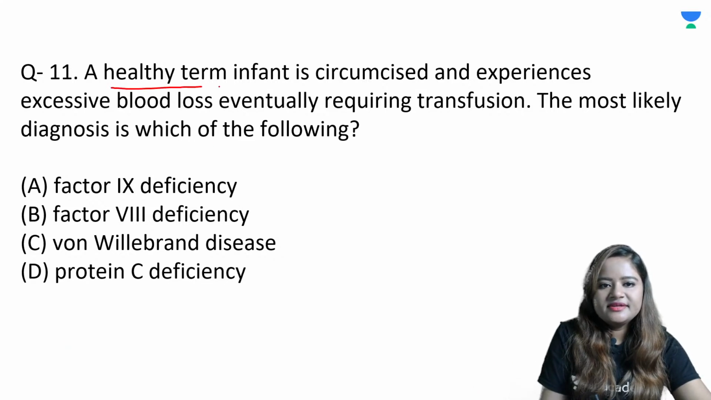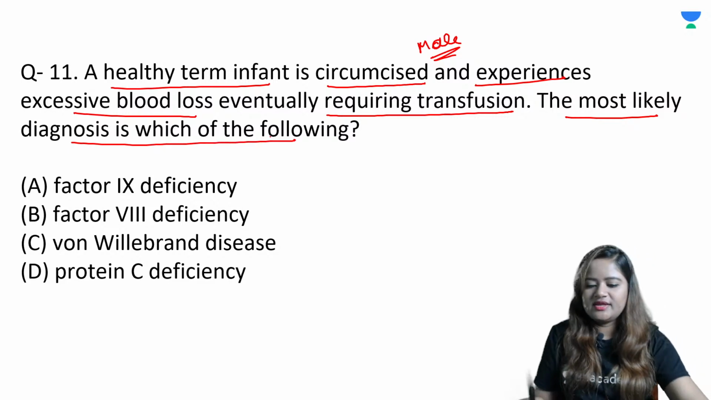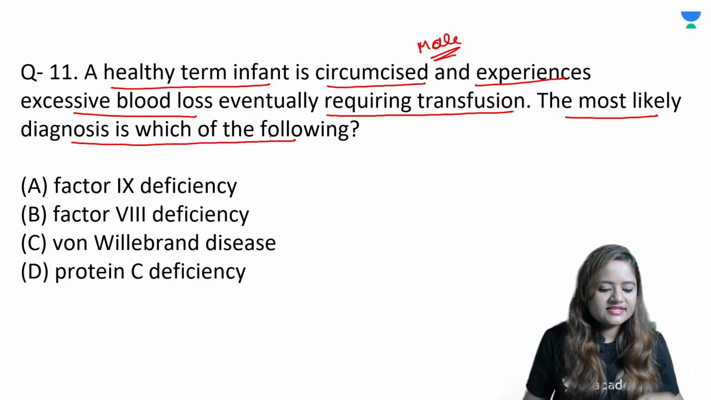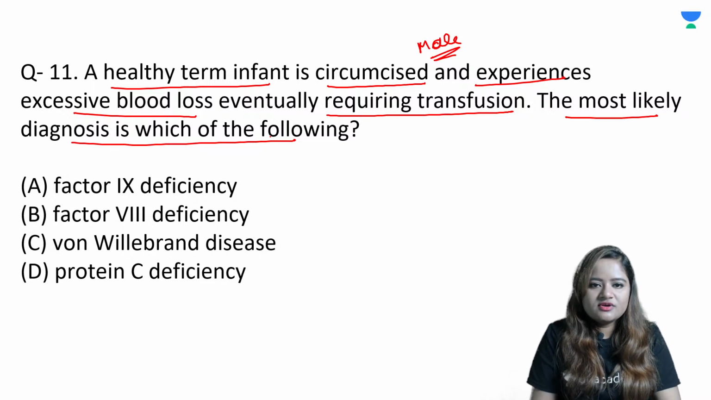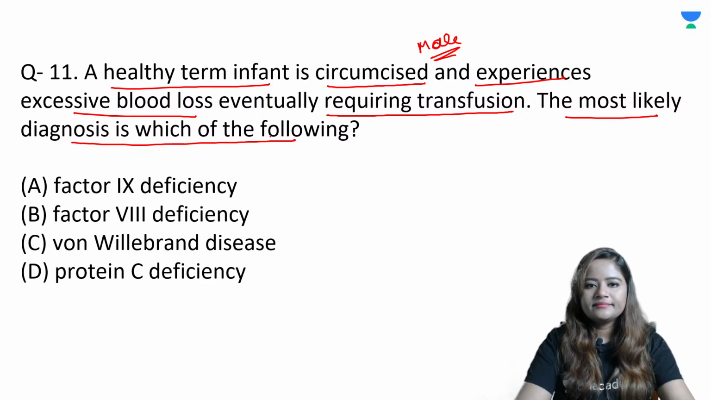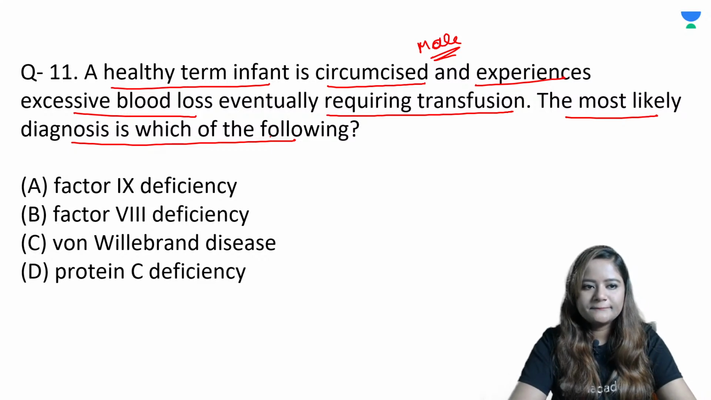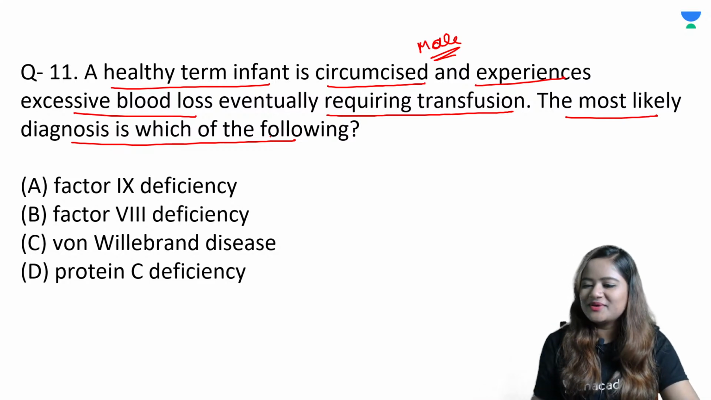So there's a healthy term infant who is getting circumcised. That means he's a male, obviously, and experiences excessive blood loss eventually, which required even transfusion. That means a lot of blood loss has been there. So what could be the most likely cause out of the following? Any disease in which there can be excessive blood loss because of circumcision, and the baby might require transfusion because of it. Any blood disorder, hematological condition that you can guess out of these, which is seen in males. Too many clues to help you diagnose this simple question.